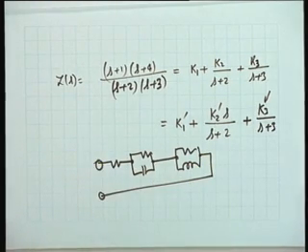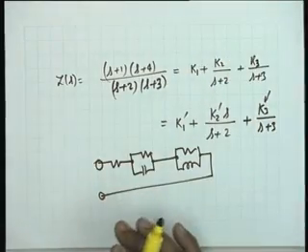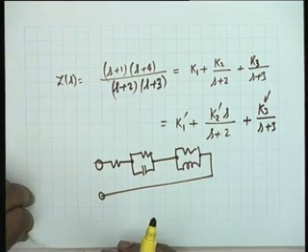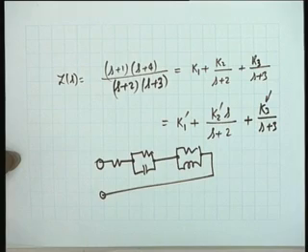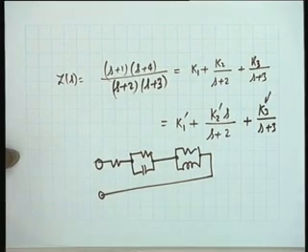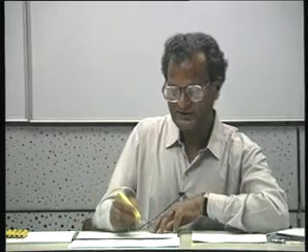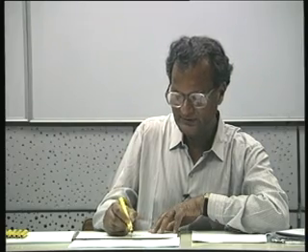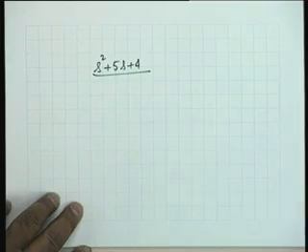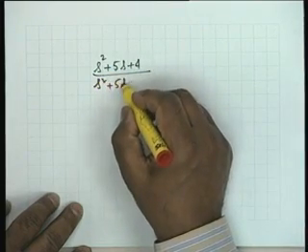Agreed? Now let us see. Is there any question? As I said, this has to be trial and error, but a bit of common sense has to be applied. Then you can avoid some unnecessary wastage of time and effort. Now let us try continued fraction. Our function is s squared plus 5s plus 4 divided by s squared plus 5s plus 6.